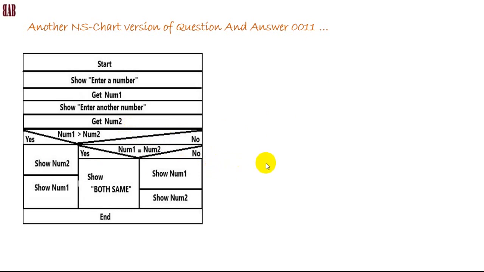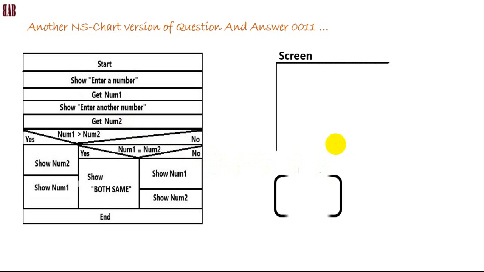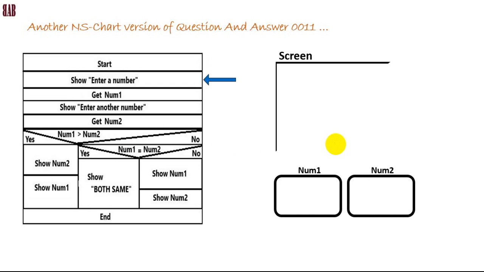So let's run through this version with the same set of three different numbers: larger, smaller, smaller, larger, and then same numbers. Let's start off. In this one again we need the screen and the two variables, and then we start. When it says enter a number, the message will appear, then it's waiting for the number. Let's say user types 10, will be accepted by num1.